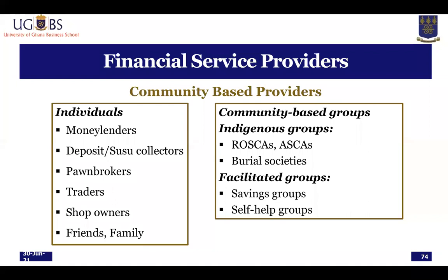So in terms of the community-based groups, we have the rotating savings and credit associations. So these are the ROSCAs. I've mentioned that they save up and give to one person. Now the ASCAs are slightly different. It's almost the same as they are saving a fixed amount, but some people borrow as and when they need.